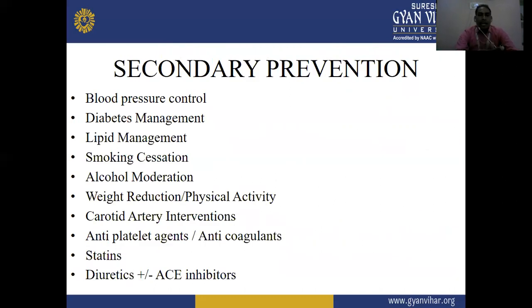Next one is secondary prevention: blood pressure control, diabetes management, lipid management, smoking cessation, alcohol moderation, weight reduction, physical activities, carotid artery interventions, antiplatelet agents, and anticoagulants, statins, and diuretics, ACE inhibitors, angiotensin converting enzyme inhibitors. These are the secondary preventions for the stroke.